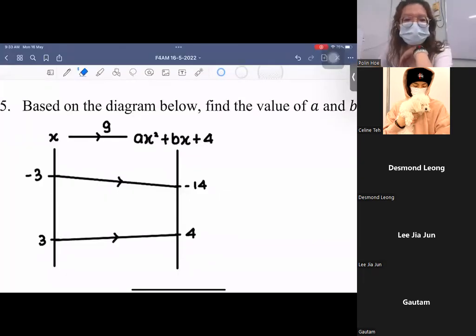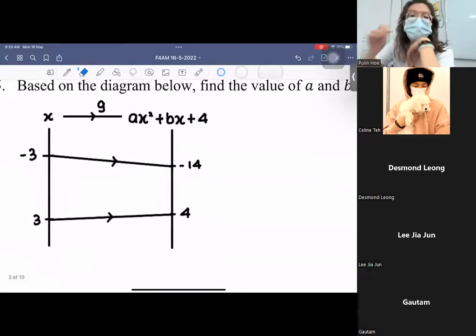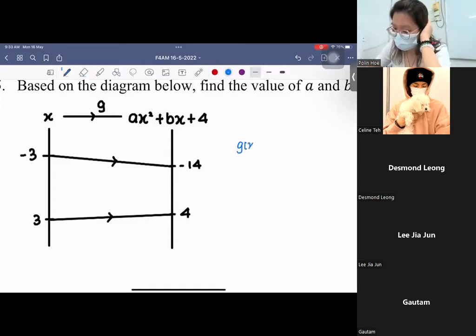Question 5, based on the diagram below, find the values of A and B. So you see, this is math. I can give you an object and then ask you to find the image. Let's say I have f(x) equals to 3x plus 4. Then I might give you f(3) and ask you to find the value. Or I might give you f(x) equals to 3, and then I ask you what is the value of x.